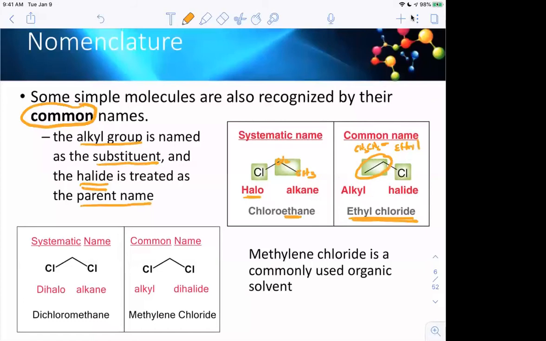This is a dihaloalkane. So that's a 1-carbon methane carbon chain, and I have 2 chlorines: dichloromethane. So that's the IUPAC systematic name. Most of the time, it's actually called methylene chloride. So we know that this is a methyl.